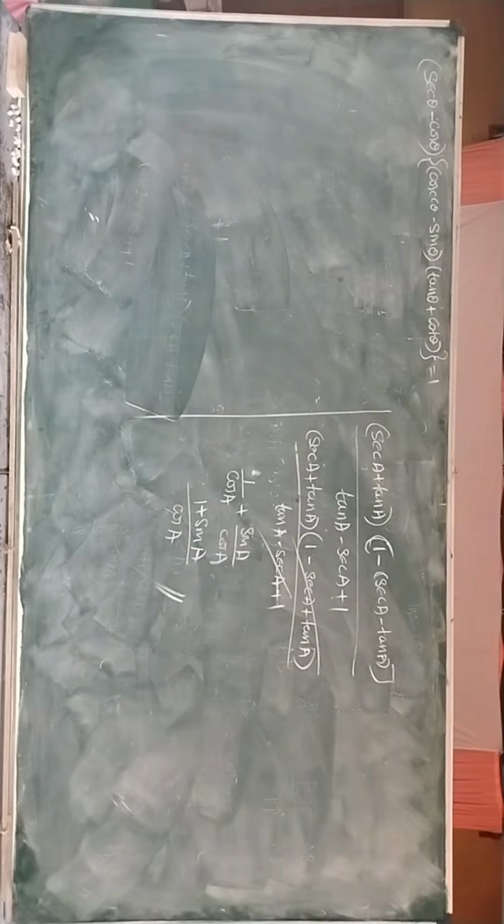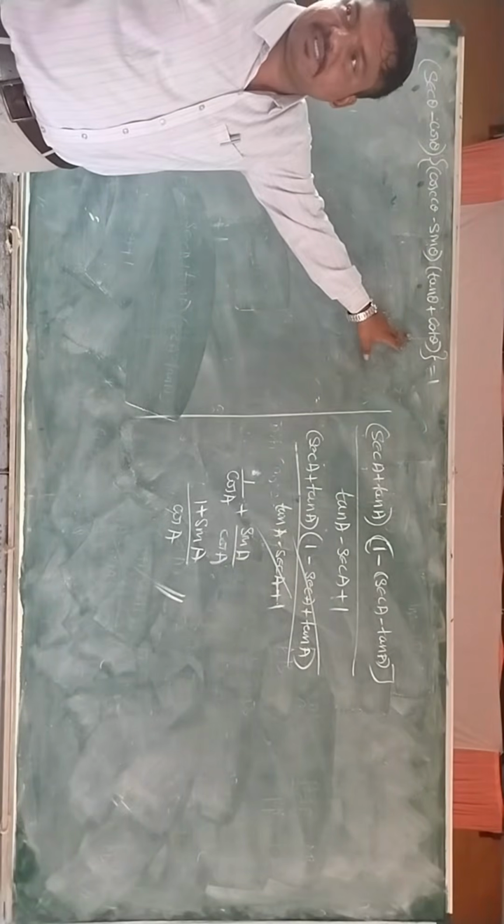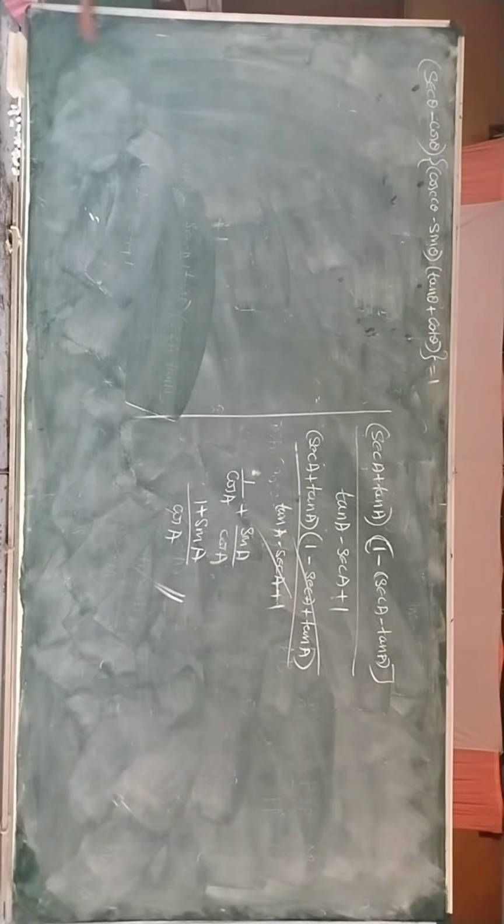So (sec theta minus cos theta)(cosec theta minus sin theta)(tan theta plus cot theta) is equal to 1. Simple. First write sec in the form of cos, cosec in the form of sin, as well as tan and cot also in the form of sin upon cos, cos upon sin. Take LCM, you will get the answer. Simple example.